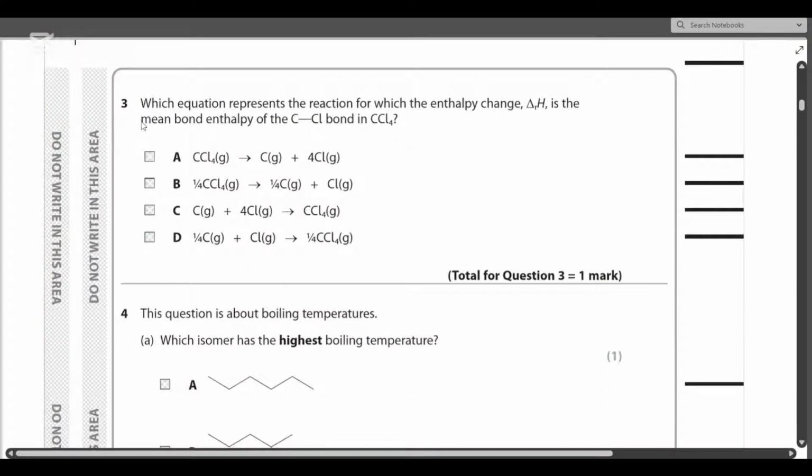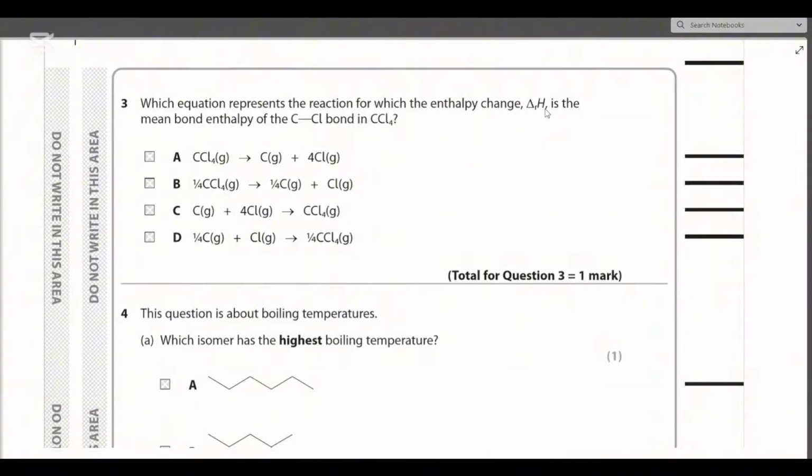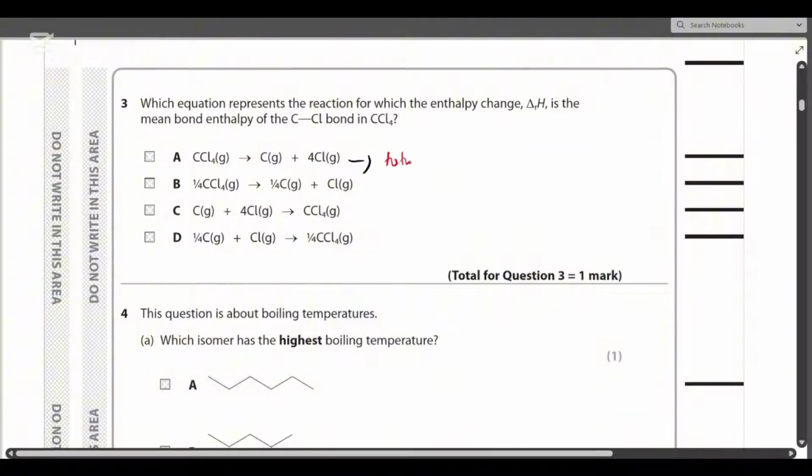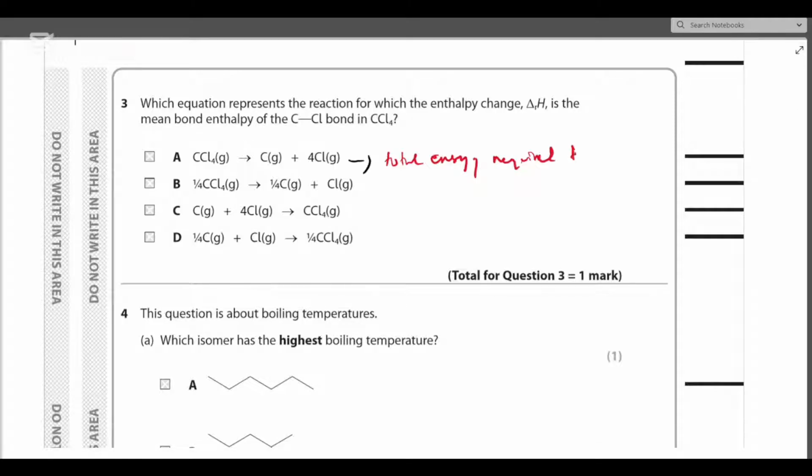Moving on, you have number 3, which asks which equation represents the reaction for which the enthalpy change is the mean bond enthalpy of the C-Cl bond in CCl4. If you check option A, this represents the total energy required to break all 4 C-Cl bonds in 1 mole of CCl4. This is not correct.